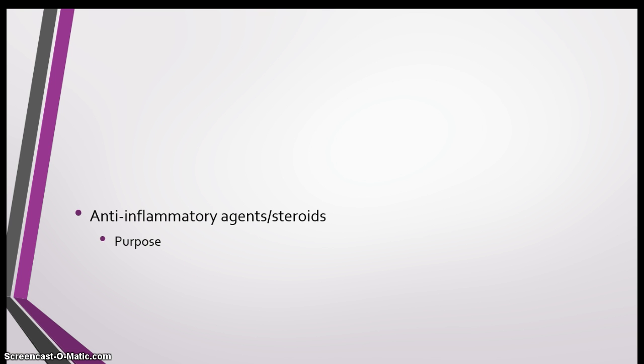Anti-inflammatory agents or steroids are combined with antimicrobials many times to treat otitis media. Whenever there is any kind of infection, there is an inflammatory response. That's just the body's way of trying to deal with it. And this can further hinder hearing and transportation of the antimicrobial into the middle ear if there is some inflammation. Sometimes anti-inflammatories also help relieve pain as well.